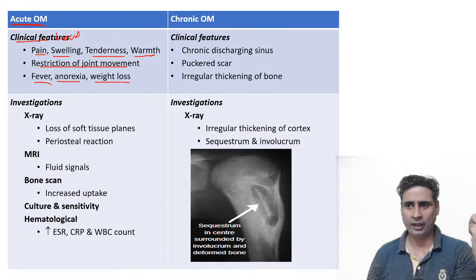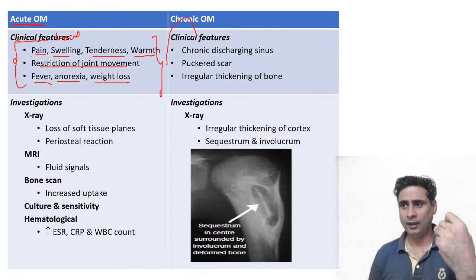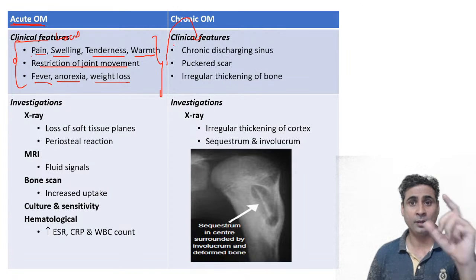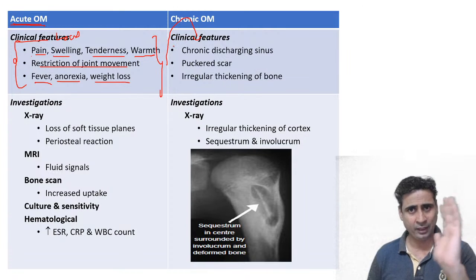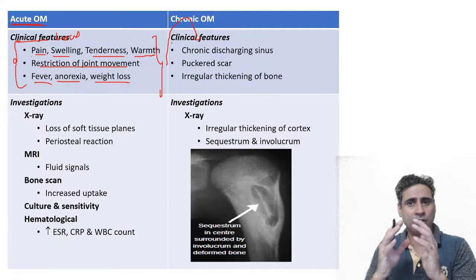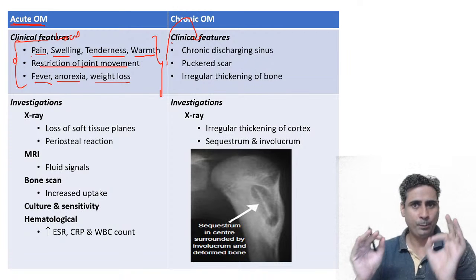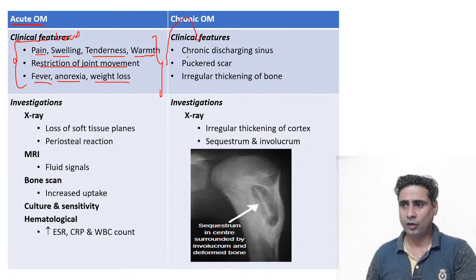So this was about acute osteomyelitis. If it goes into the stage of chronicity, that is chronic osteomyelitis, what will happen? Due to formation of involucrum and cloaca, the pus is continuously coming out from the body. So there is no collection of pus, and signs of inflammation will go away. The typical presentation will be a chronically discharging sinus, around which there is a puckered scar and irregular thickening of bone.